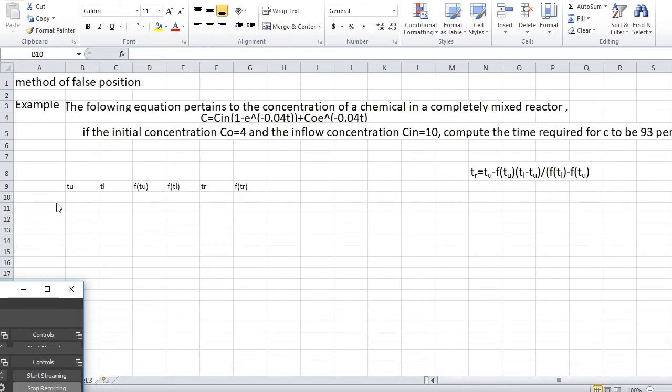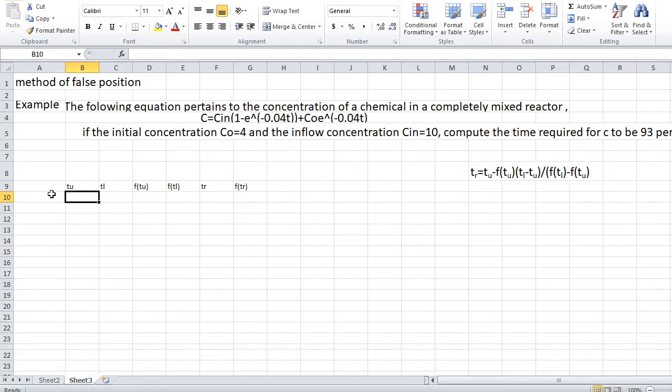In this lecture, we will talk about the method of false position through Excel, how we solve and how we find the root of a given equation through the method of false position.